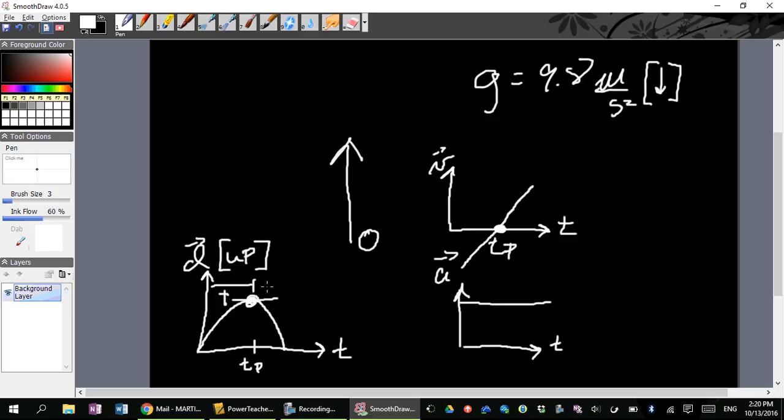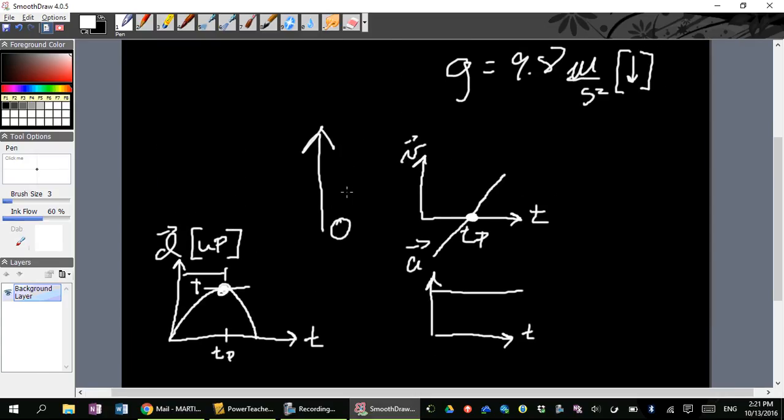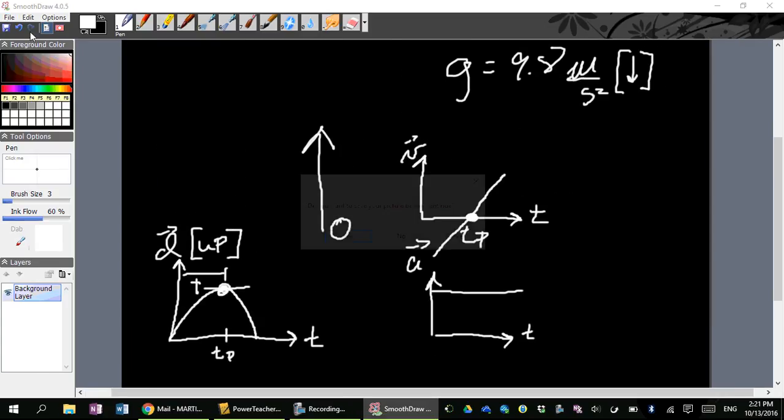I should have put this as negative, because now it doesn't work, because this is up. Oh, yeah. Well, let me just redraw this. Let me get a new one. Let's start this fresh.